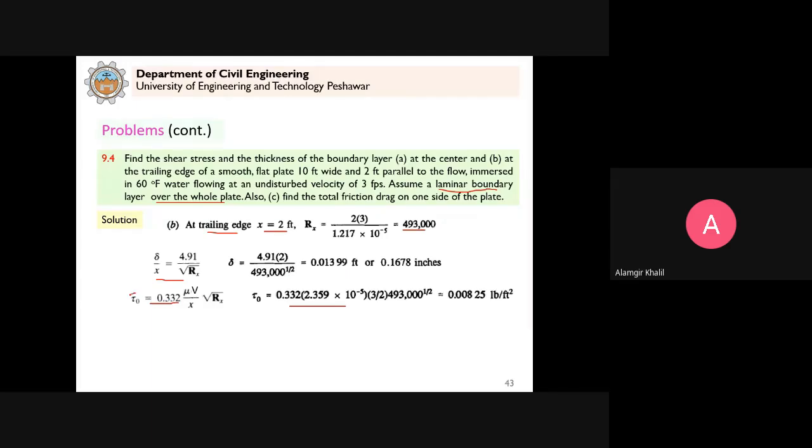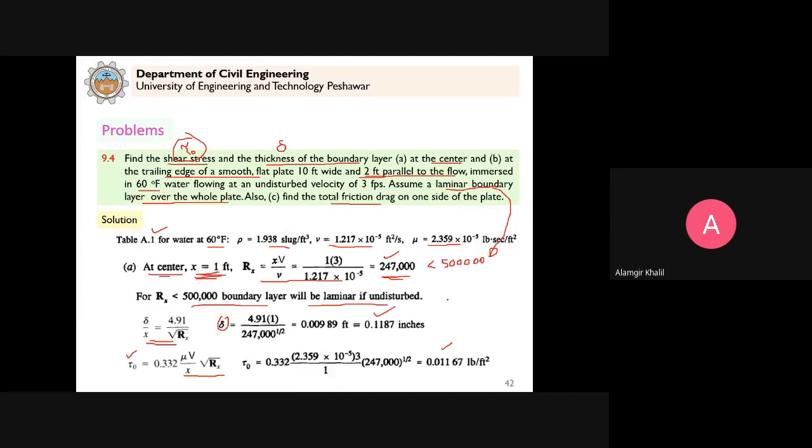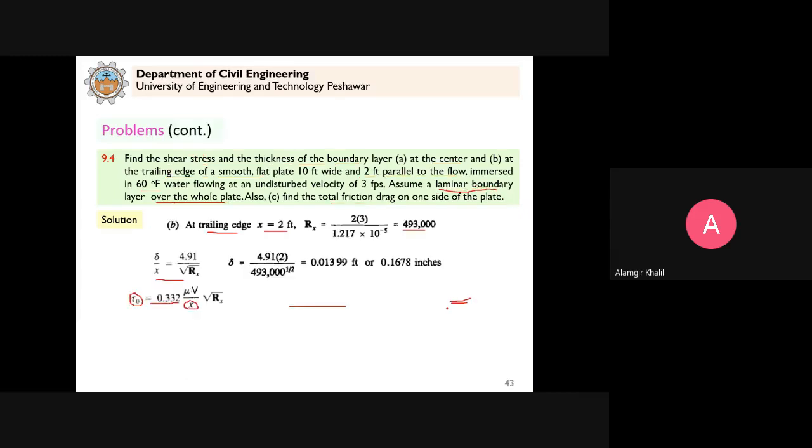So you can see here that the shear stress is inversely proportional to x. When x is increased, shear stress has reduced. You can see here 0.008 and in here 0.011. Now drag on one side of the plate. This is part C of the question. Find the total friction drag on one side of the plate.